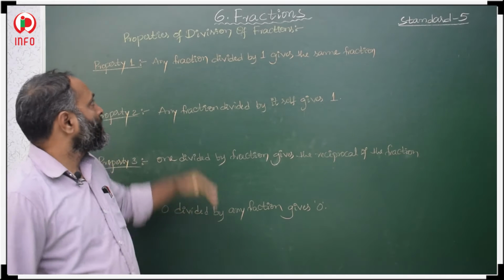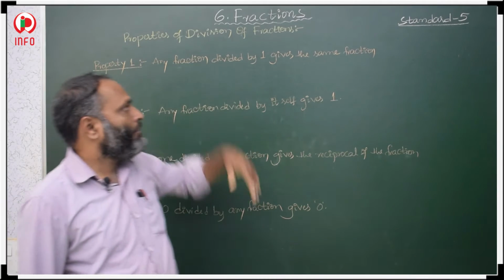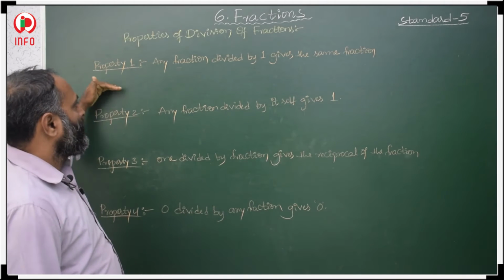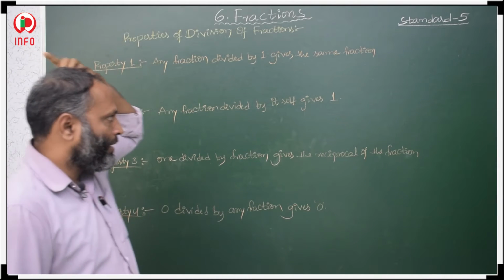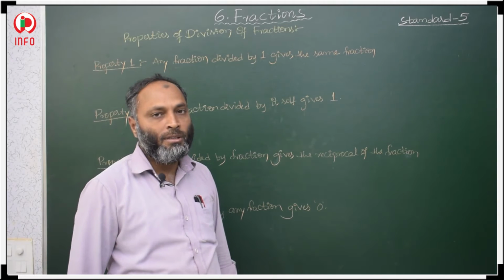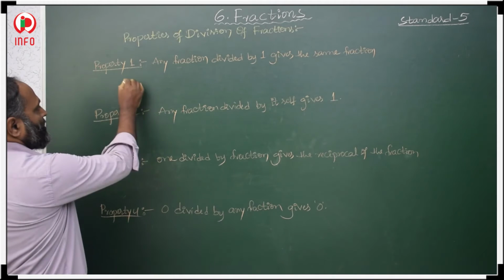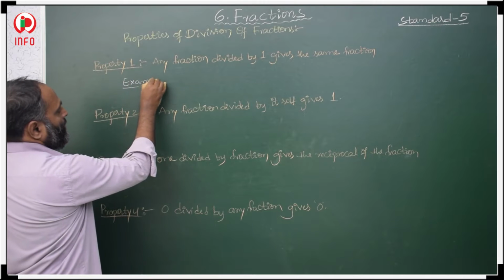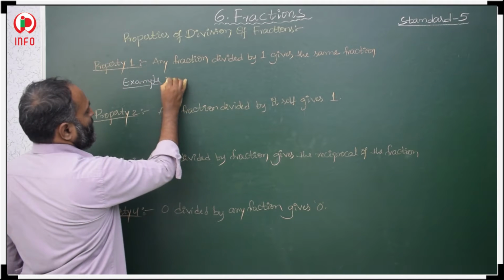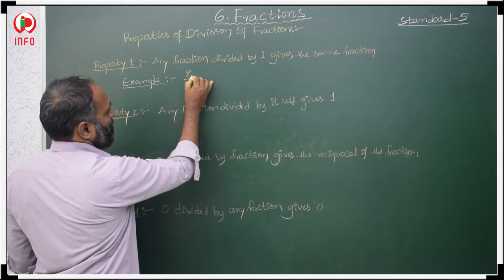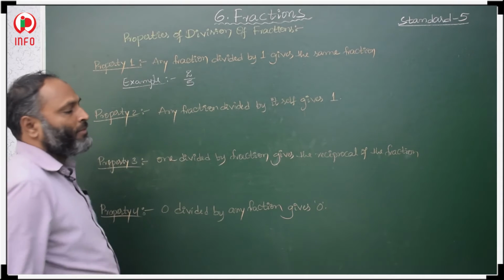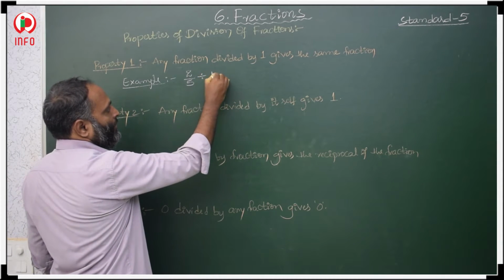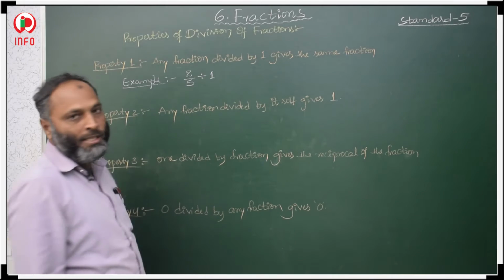Now students, next, properties of division of a fraction. The first property: any fraction divided by 1 gives the same fraction. What does it mean? Any fraction, whatever fraction you want to take. Suppose a 2 by 5 fraction is there, and 2 by 5 is divided by 1, then what is it?